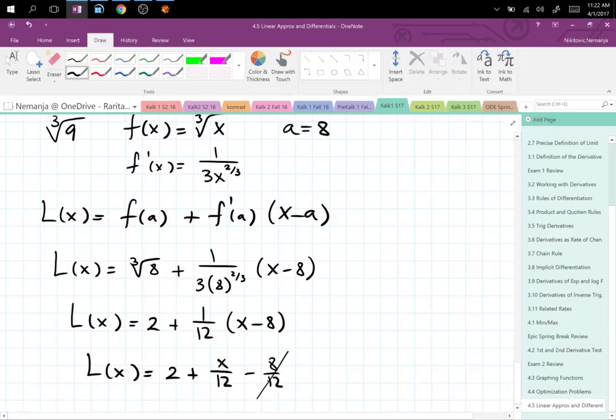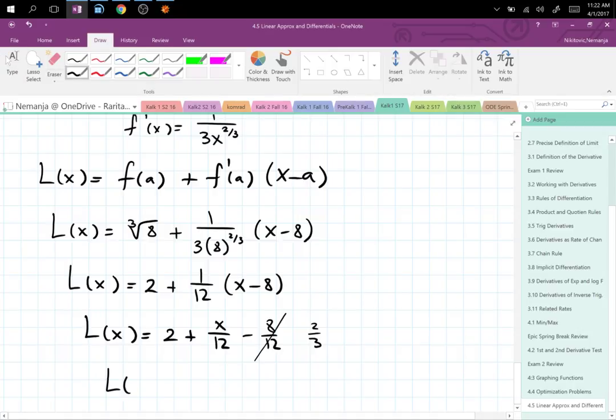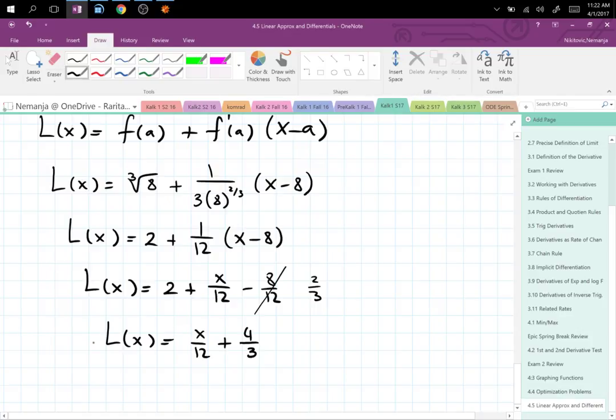So linearization is 2 plus x over 12 minus 8 over 12. 8 over 12 cancels down by 4 to 2/3. And then I have 4/3 when I combine it with 2. So L of x is equal to x over 12 plus 4 over 3. This is the linearization function.